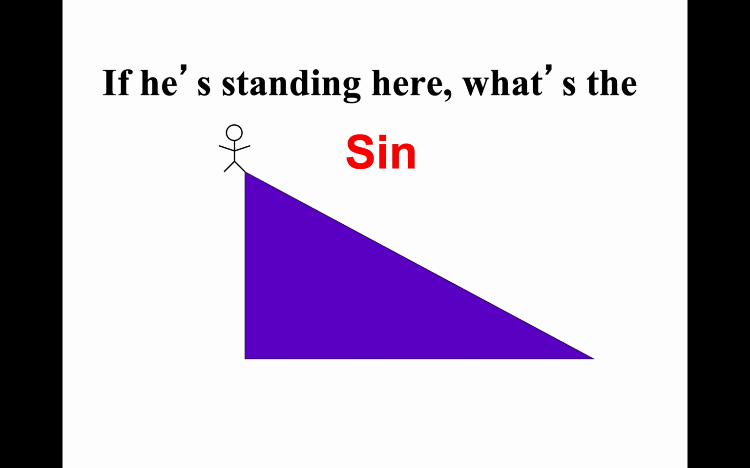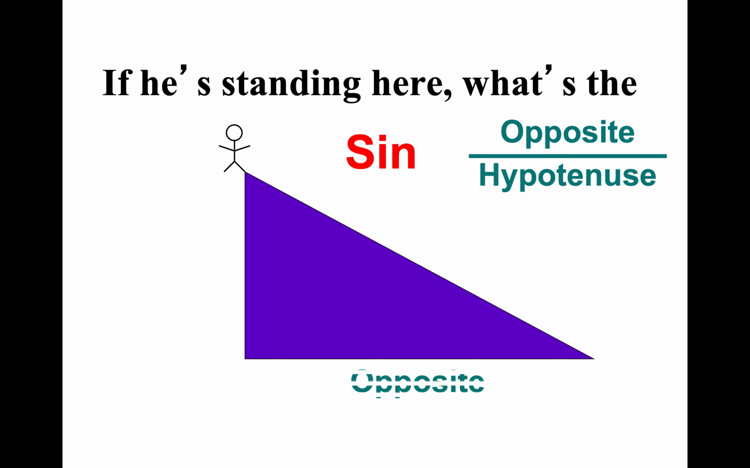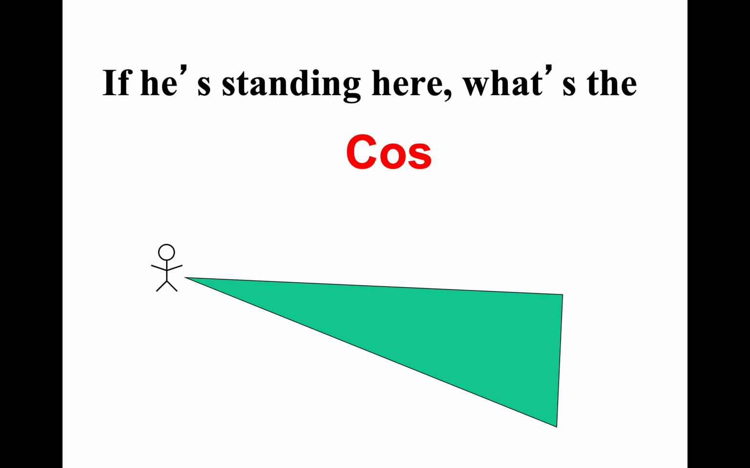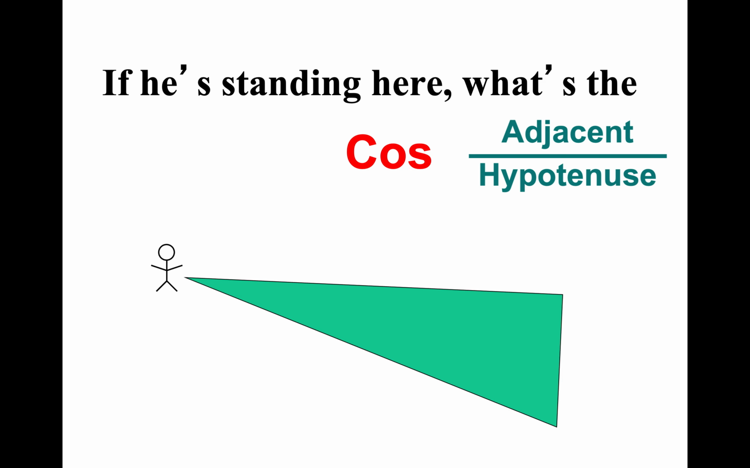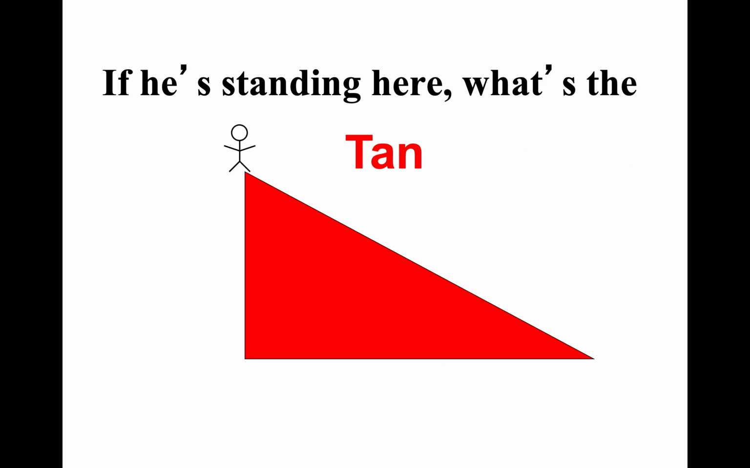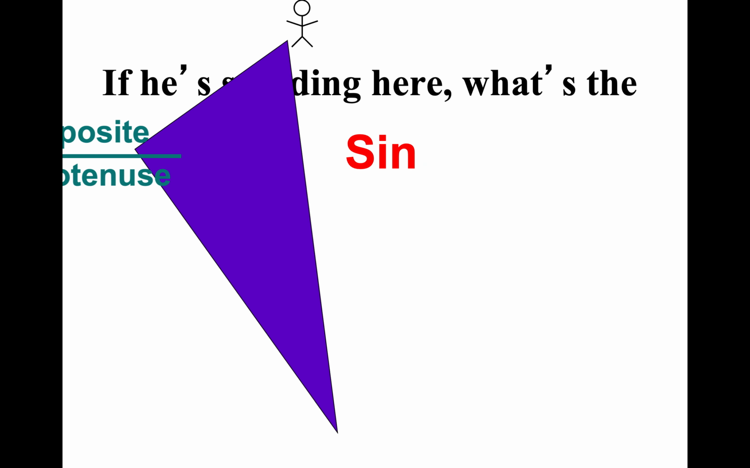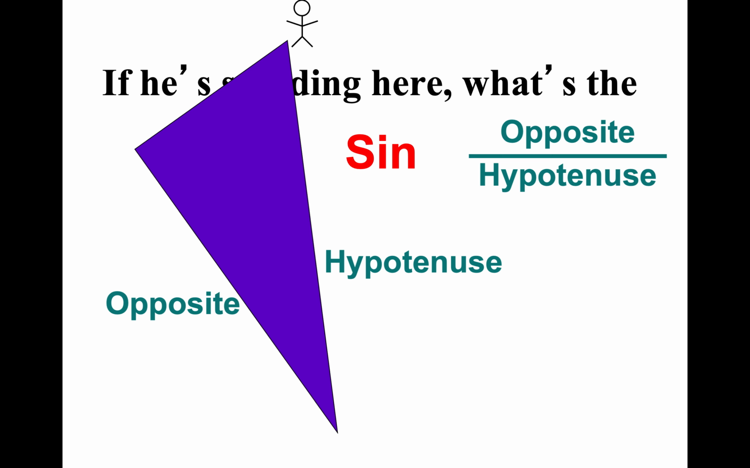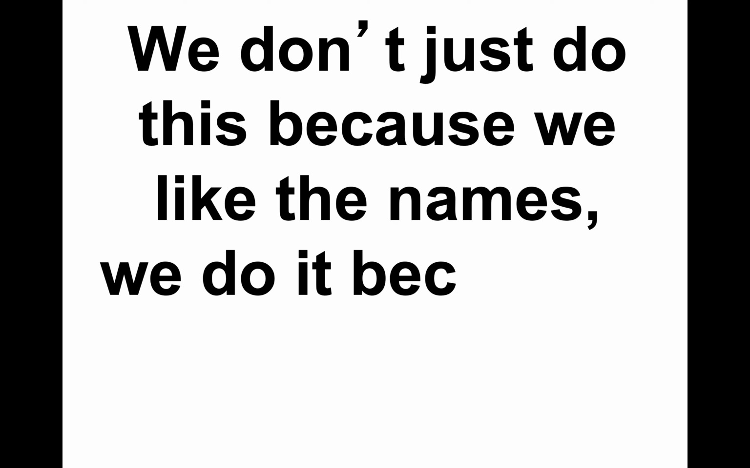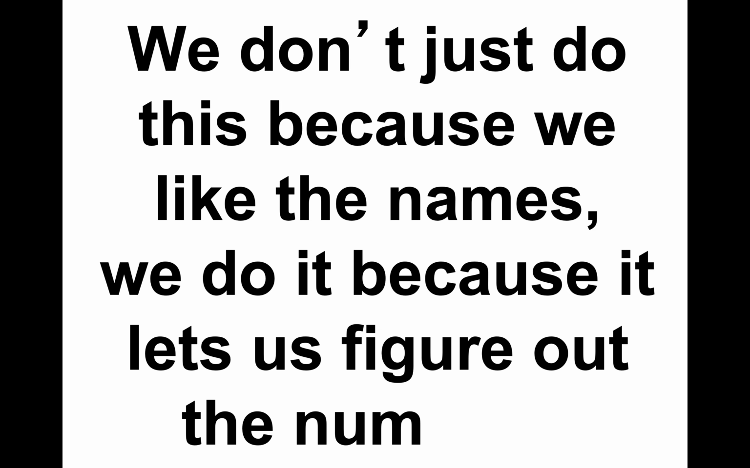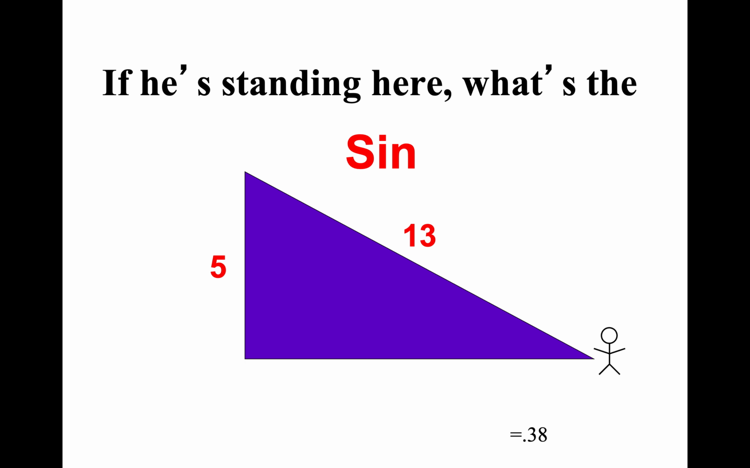Sine, we need opposite over hypotenuse. Cosine, we need adjacent over hypotenuse. Tangent, we need opposite over adjacent. Sine, we need opposite over hypotenuse. We don't just do this because we like the names. We do it because it lets us figure out the numbers.